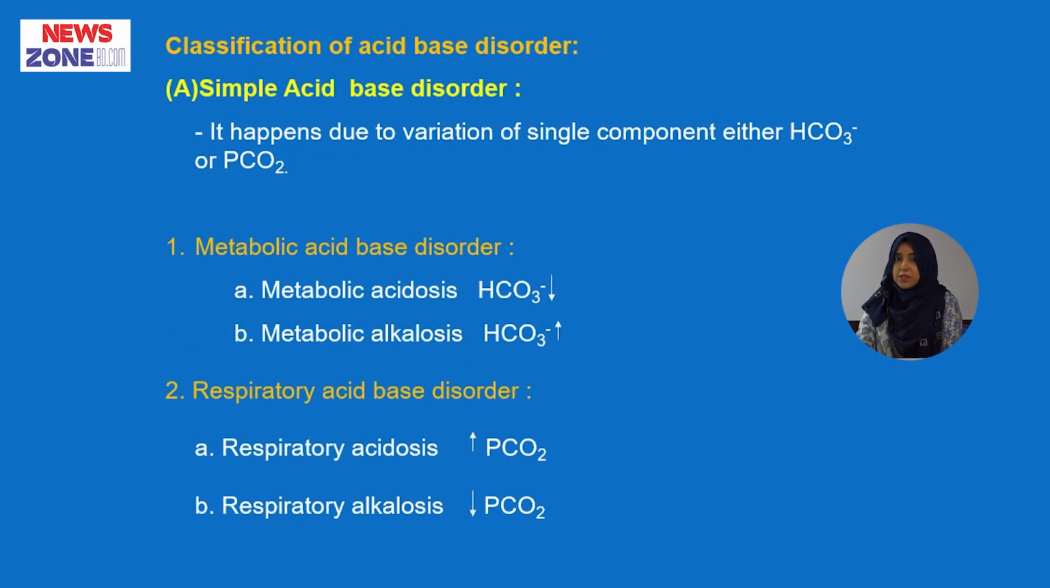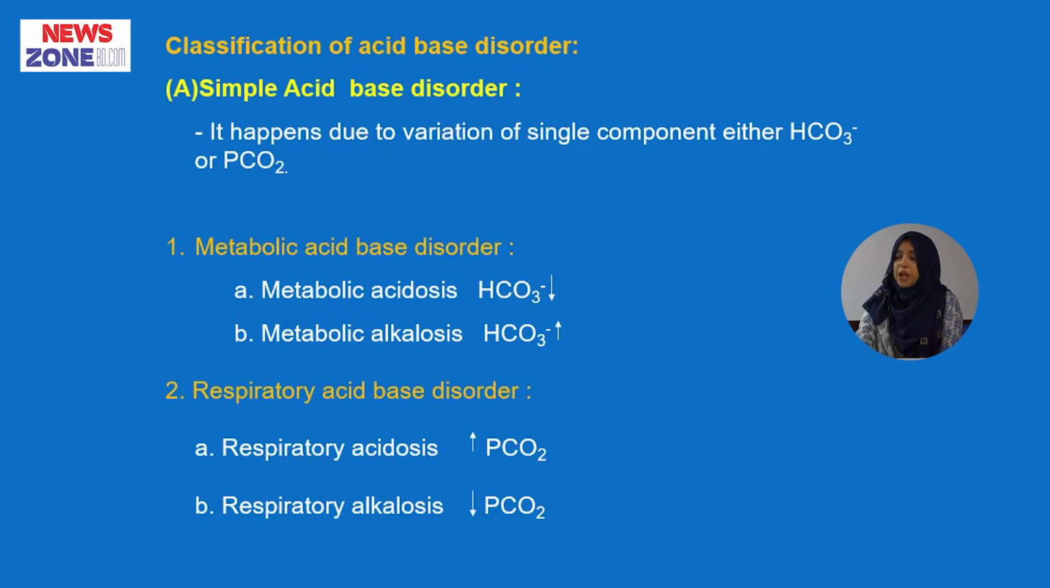Classification of acid-base disorder: simple acid-base disorder and complex acid-base disorder. Simple acid-base disorder means there is a change in only one component, that means, either in the bicarbonate ion or the partial pressure of carbon dioxide. It can be classified into metabolic acid-base disorder and respiratory acid-base disorder. Metabolic acid-base disorder is of two types: metabolic acidosis and metabolic alkalosis. Respiratory acid-base disorder is further classified into respiratory acidosis and respiratory alkalosis.